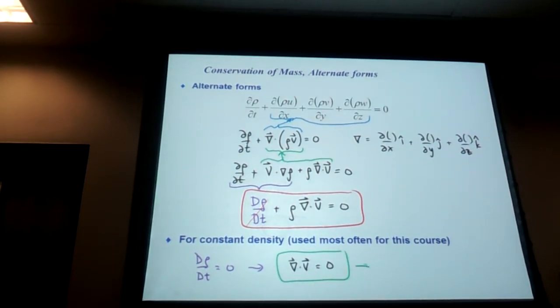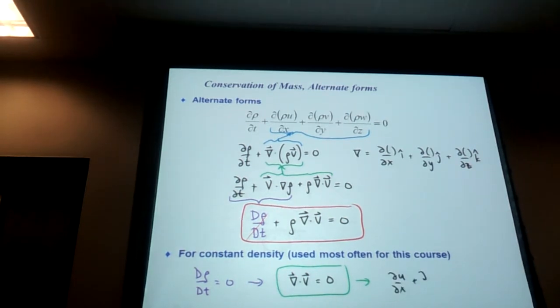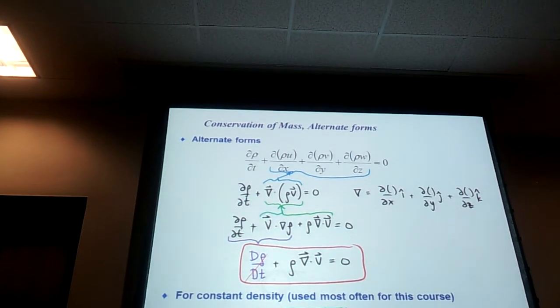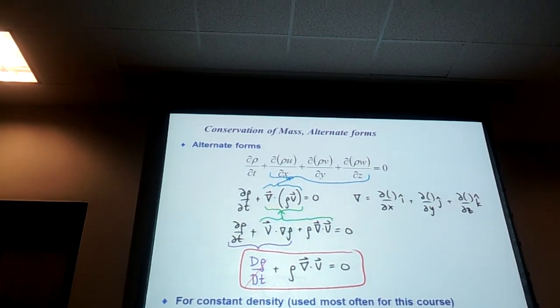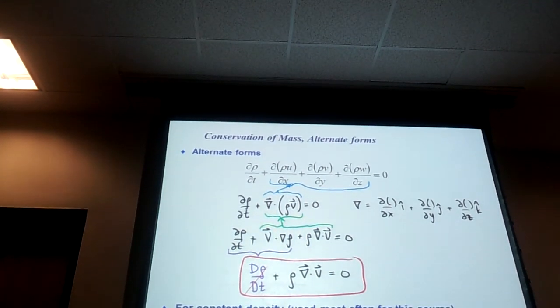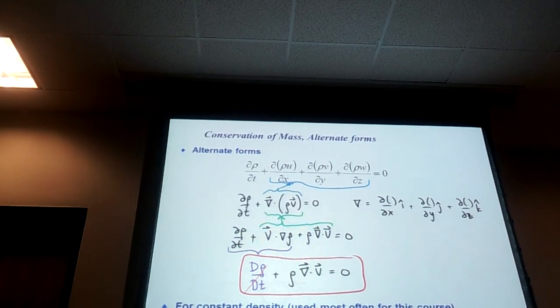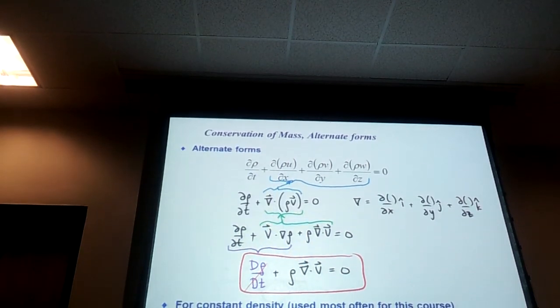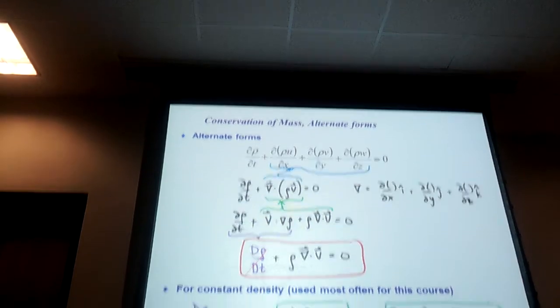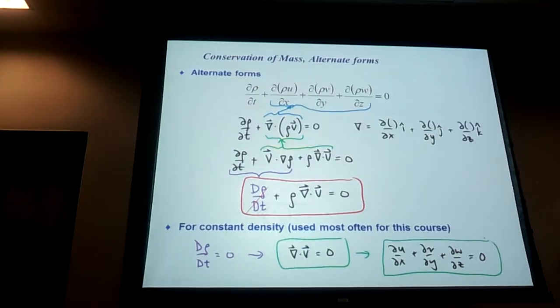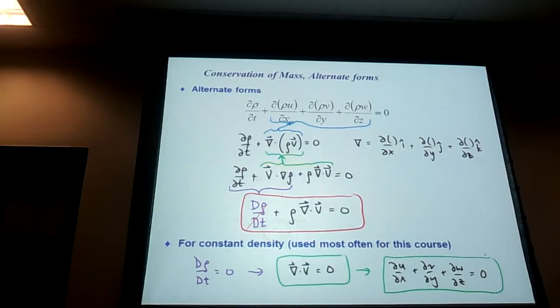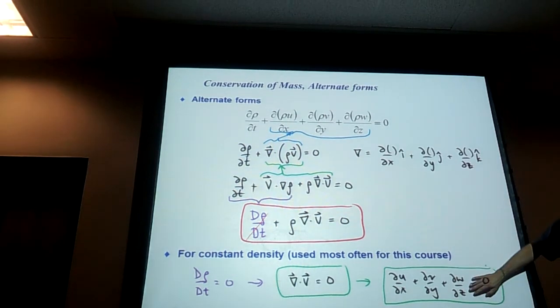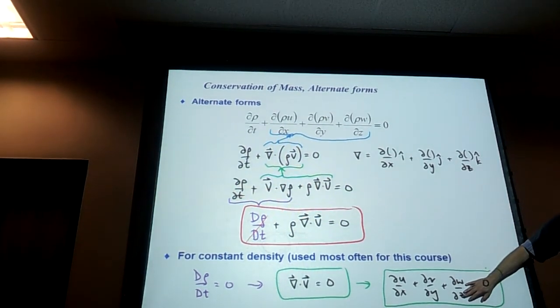Or in other words, if we expand that out and write it in detail, it would be partial u, partial x, plus partial v, partial y, plus partial w, partial z is equal to 0. Okay, so that has a particular physical meaning associated with it, which we're going to discuss next. But this is the more common form of the continuity equation.